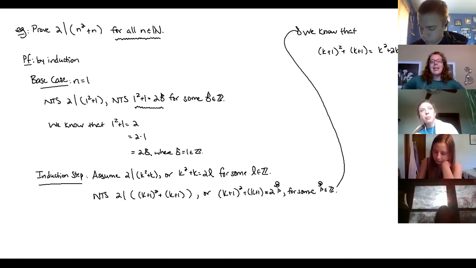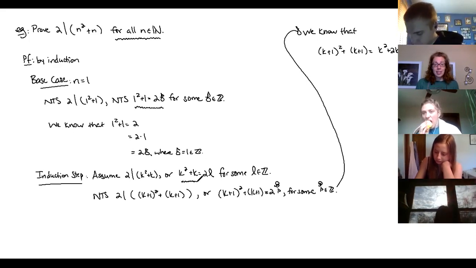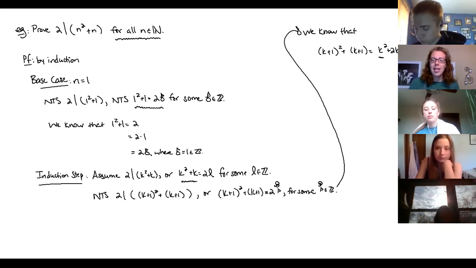Looking back at your induction hypothesis, I can replace a k squared plus k. I'm going to want to use my induction hypothesis somewhere. So if I have a k squared plus k, I can replace that with 2l, and then I need to keep the rest of my stuff. So here's my k squared, and then the plus k isn't next to it, but that's okay. We've got a k squared plus k in here. That's great. I can replace that with 2l.